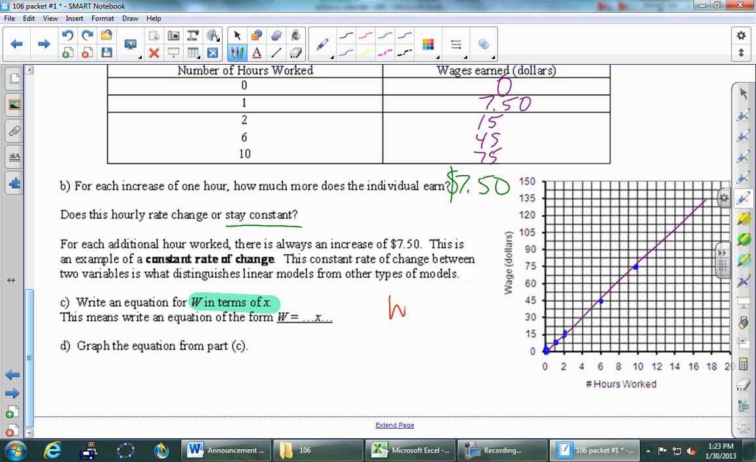It either means W is equal to something with X's in it, and I don't know what that equation is yet, or the other way. X is equal to something with W's in it, right? Those are the two choices.